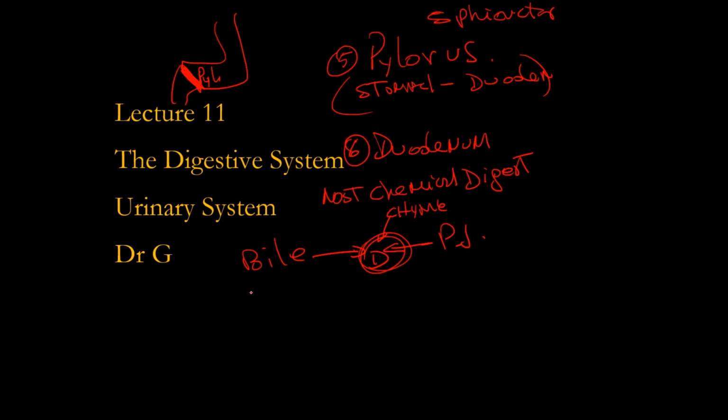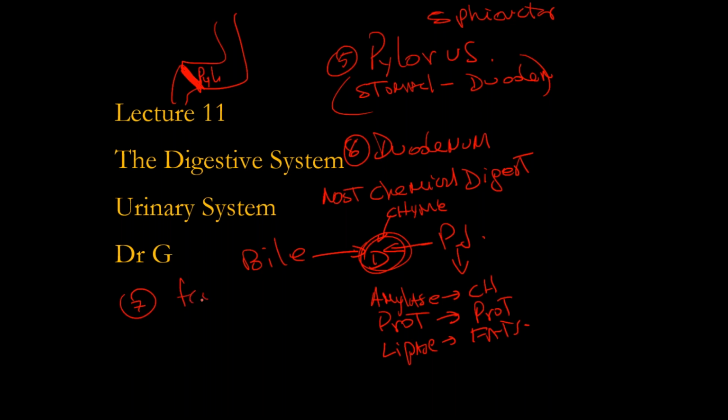Talking about the pancreatic juice, I want you to remember we have the amylase. What is the amylase doing? It digests carbohydrates. The protease is going to digest proteins, and the lipase is going to digest fats. Excellent. What is the function of the bile? The emulsification.